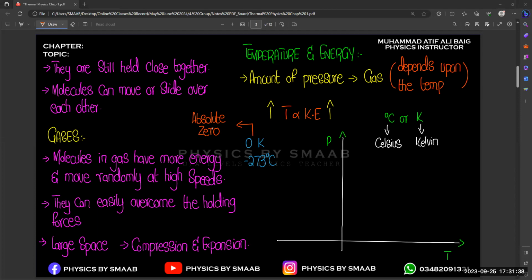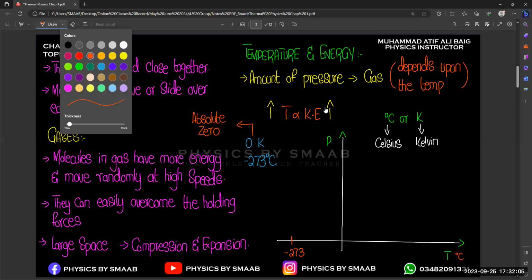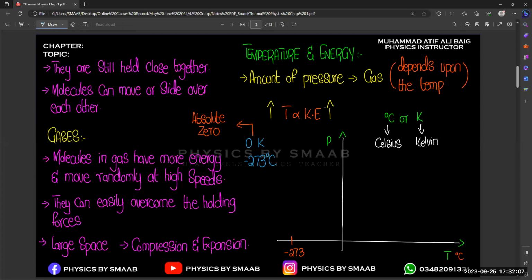And further, if we just mark the value on the graph, you can easily mark, let's suppose this scale is given in degrees Celsius, so you have to mark at minus 273. This is the point which shows you minus 273. So at this point, if we compare with the Kelvin scale, Kelvin will be 0, but your Celsius will be minus 273.